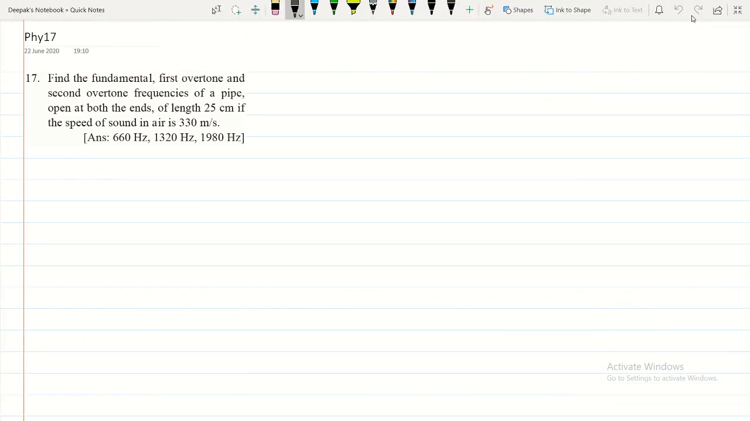Find the fundamental, first overtone. So we want to find the fundamental frequency, the frequency of the first overtone and the second overtone of a pipe open at both ends. The length of the pipe is given, L equals 25 centimeter, that means 1/4 of a meter. And the speed is given, V equals 330 meter per second. Now they ask you to find the frequency in which pipe.